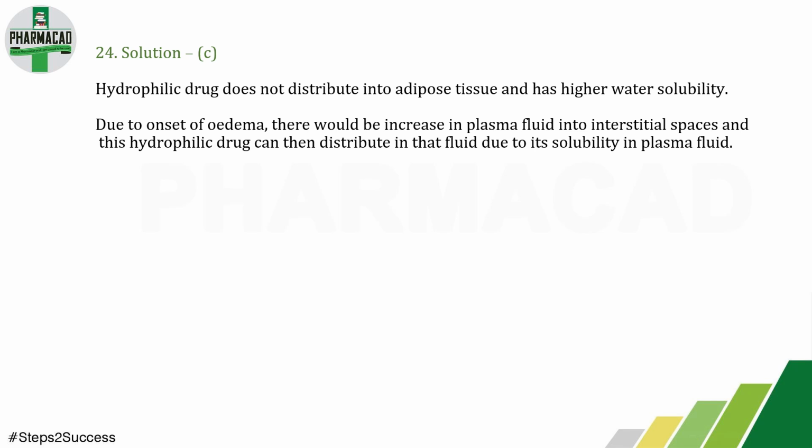Now remember, if our drug is hydrophilic, it means it is lipophobic. If it is lipophobic, it will not distribute into the adipose tissue and it will have higher water solubility. Now, if edema occurred, that is due to the onset of edema, there would be an increase in the plasma fluid moving into the interstitial spaces. What happens after that? This hydrophilic drug can then distribute in that fluid due to its solubility in plasma fluid. Hence, if the patient has edema, the volume of distribution will increase if the patient was taking a hydrophilic drug rather than an anionic or hydrophobic or some other drug.